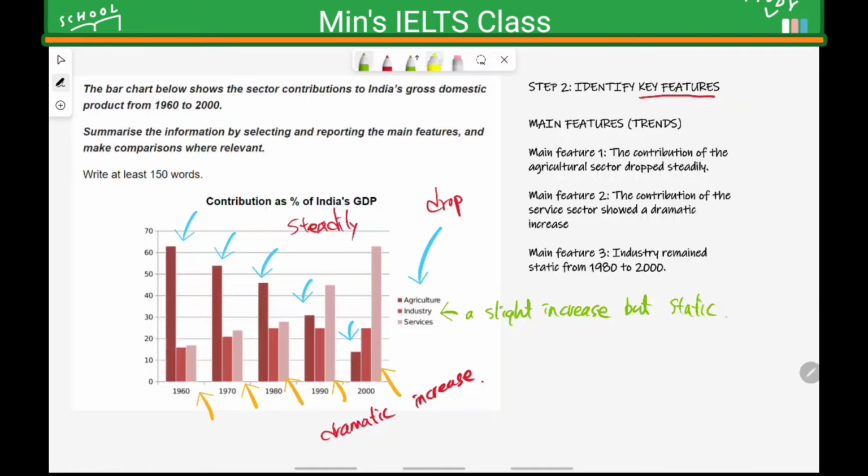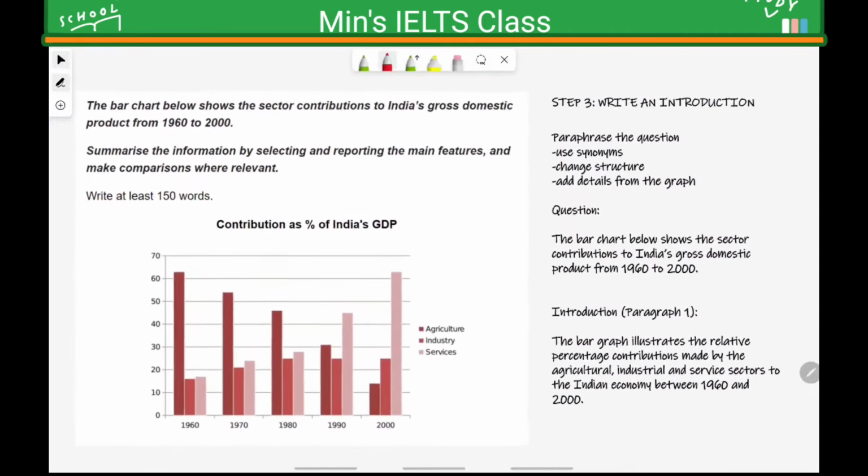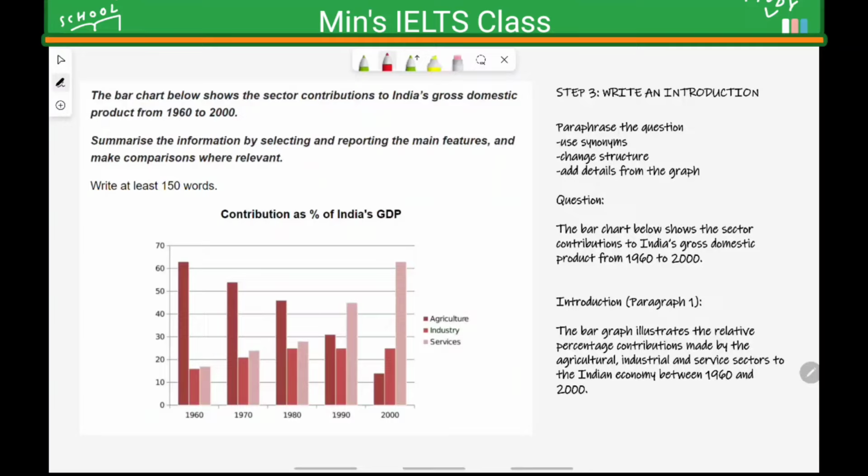Okay, so number 1, our main feature, the contribution of the agriculture sector dropped steadily. And number 2, the contribution of the service sector showed a dramatic increase. And lastly, industry remained static from 1980 to 2000. Okay? And next step. Now it's time to actually write our essay. So introduction is our paragraph 1.